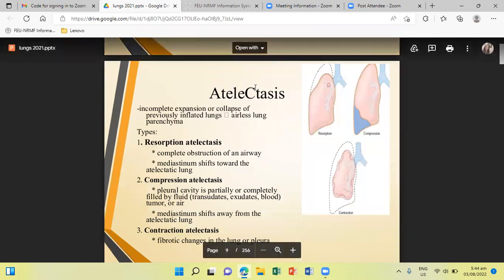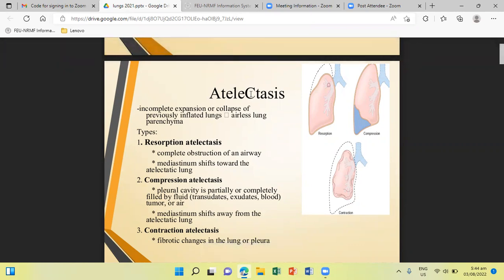Atelectasis, the C, I have placed it in caps lock here to remind you that atelectasis means compression or basically collapse. So the C here should remind you of the word collapse. There is incomplete expansion. This is what we call neonatal atelectasis or collapse of a previously inflated lung, producing areas of relatively airless pulmonary parenchyma.